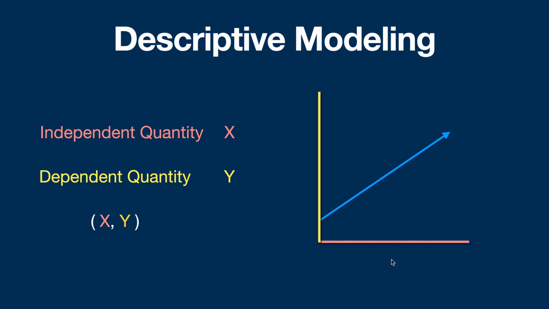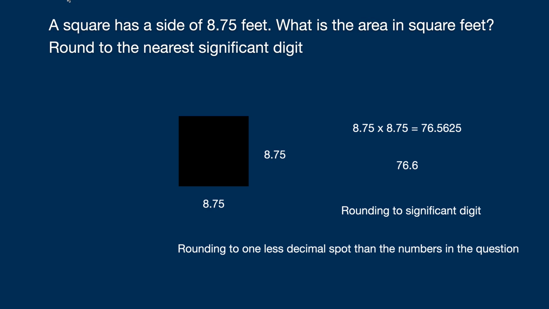So like think of an equation, y equals 3x plus 1. So you need to plug in what the independent quantity x is to find y. How about this one? A square has a side of 8.75 feet. What is the area in square feet? Round to the significant digit.